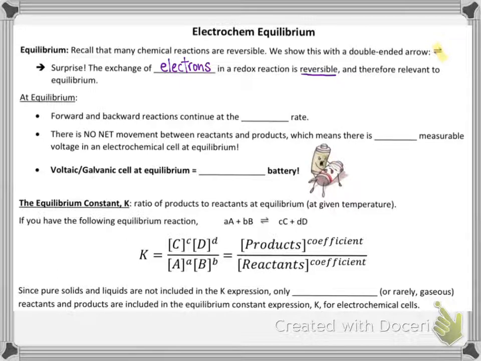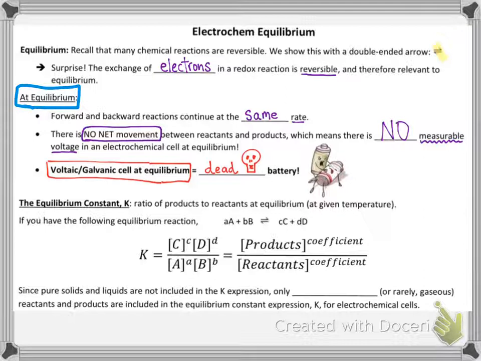Some quick reminders. When we are at equilibrium, the rate of the forward and backward reactions is going to be equal. They're going to continue at the same rate, so the chemistry never stops. However, there is no net movement between reactants and products, which means there is no measurable voltage if an electrochemical cell has reached equilibrium. Now, a voltaic or galvanic cell, of course, is a battery. A voltaic or galvanic cell at equilibrium is a dead battery.